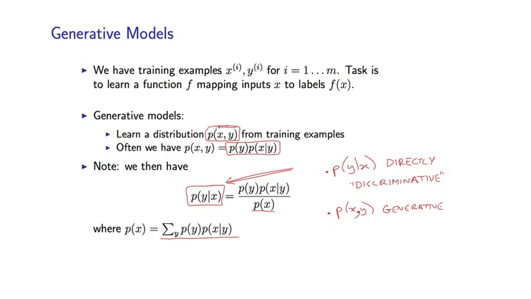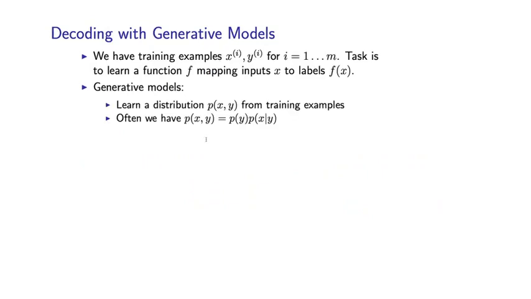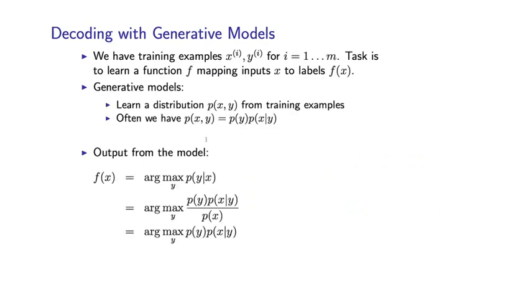Okay, so that's a generative model. We learn this joint distribution. The important question, though, is how do we apply that to a new test example? And here's where we see something interesting. As before, we're going to take some input x, and we're going to define f of x as simply the y that maximizes the conditional probability of y given x. And I can substitute in here, using Bayes' rule, the form I showed you on the previous slide.